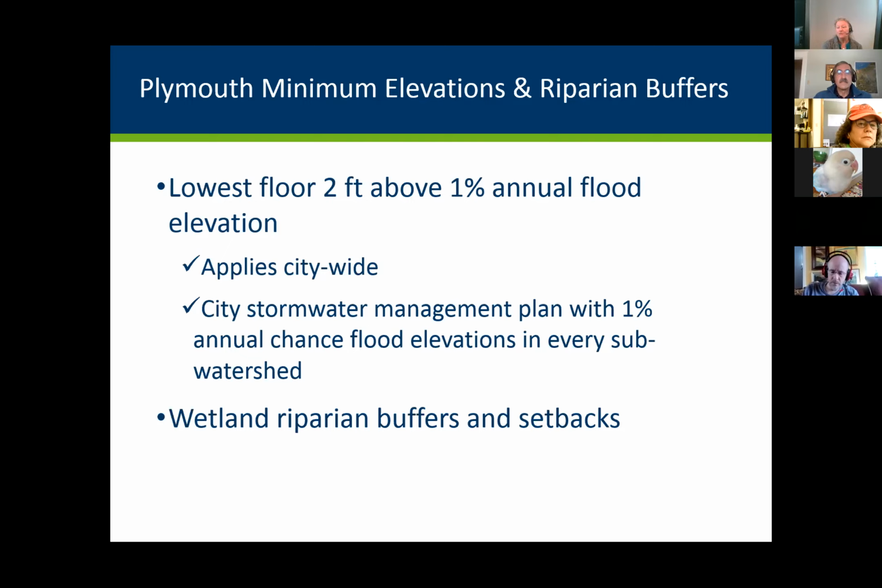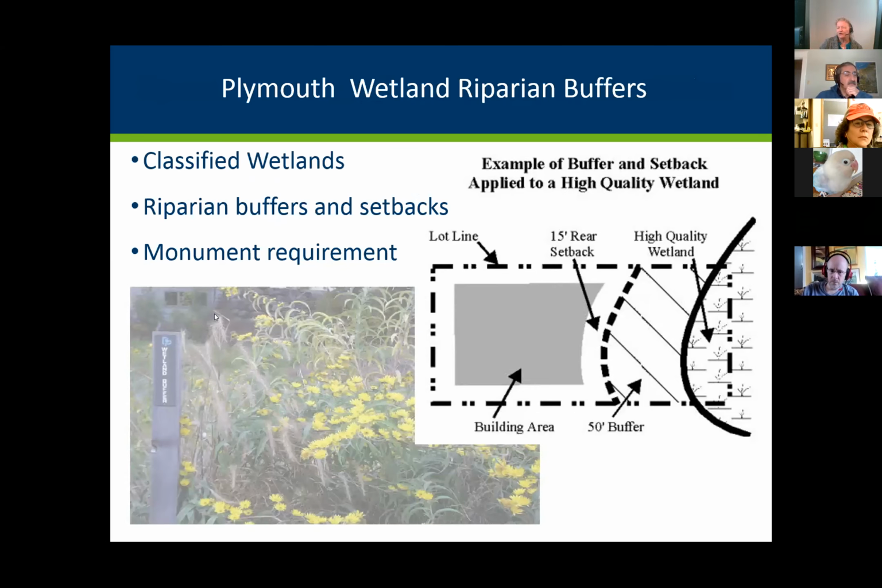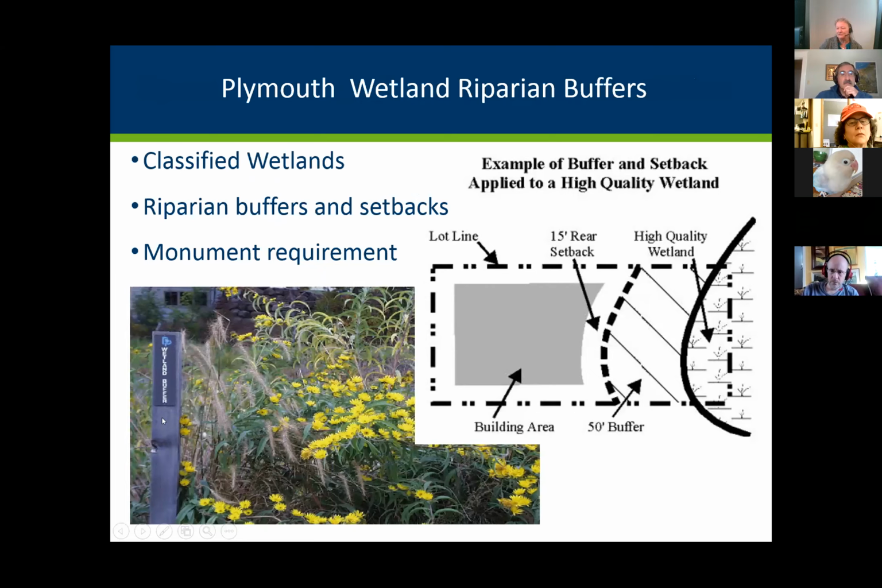They also realized, gee, let's have some setbacks, let's have some buffers. And so they classified their wetlands as excellent, medium, and poor quality kinds of things. And they had setbacks and buffer requirements. They also required 4x4 monuments that said it was the wetland buffer to help people identify where those boundaries were.